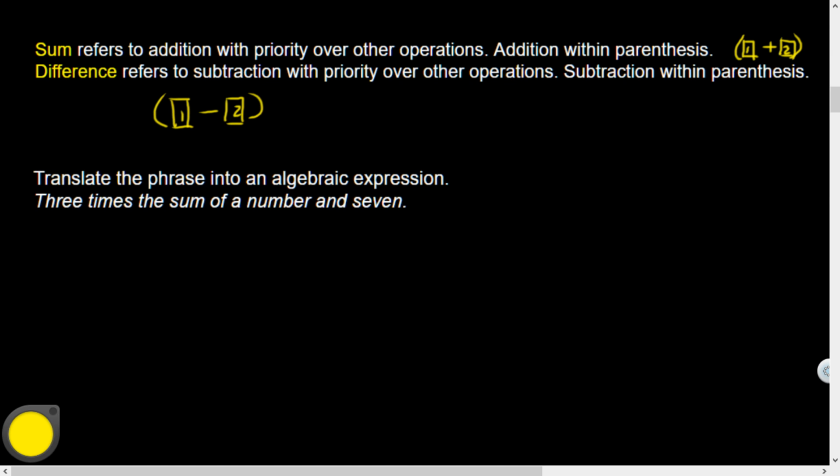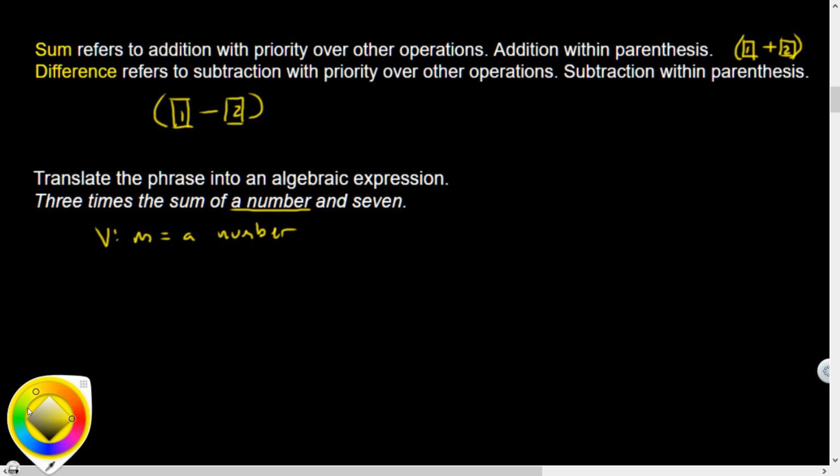Let's do this little example. Translate the phrase into an algebraic expression: 3 times the sum of a number and 7. I've got a variable here. I'll say m for math. We'll say m is equal to a number. And I'm going to color coordinate this. I realize you might not have all the colors. That's fine.